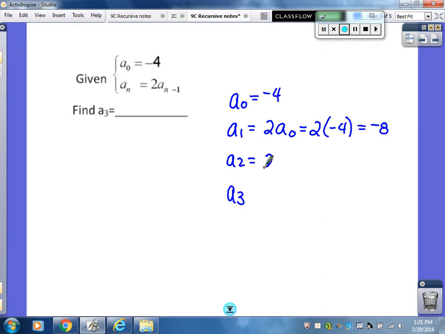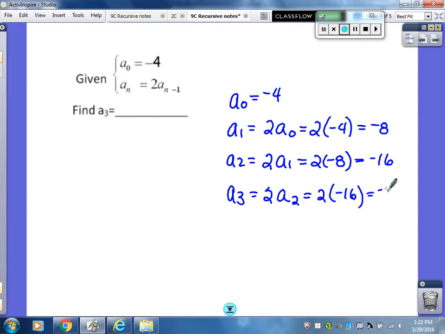Same pattern, 2 times a sub n minus 1, where n minus 1 is a sub 1. Well, a sub 1 was negative 8, so a sub 2 is negative 16. We're just multiplying by 2 each time. So 2 times a sub n minus 1, the previous term was negative 16, so this is going to give me negative 32. And since that's what I'm asking for, that's where I'm going to stop. Alright, so those are my recursive formulas.